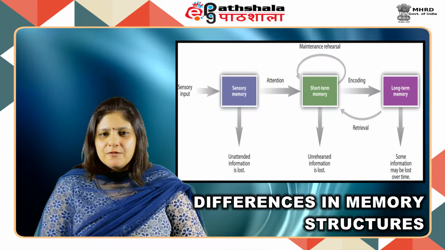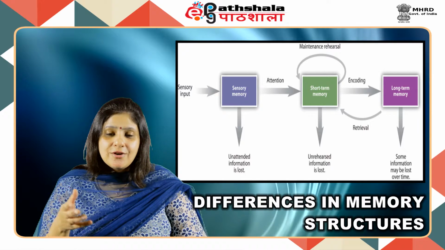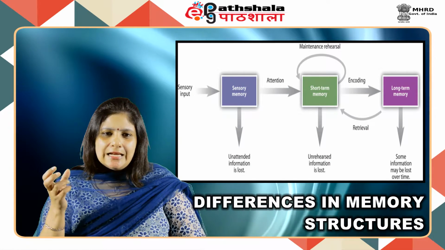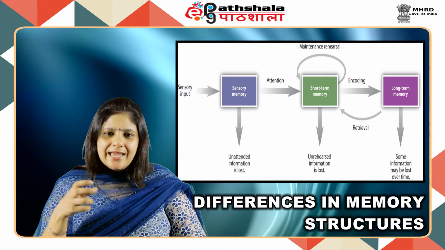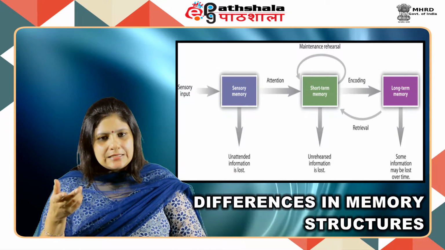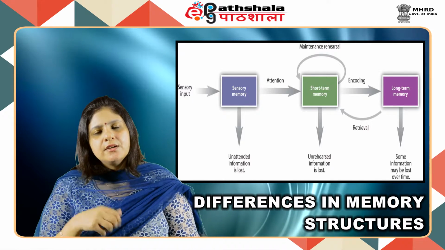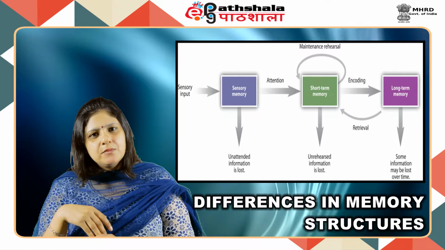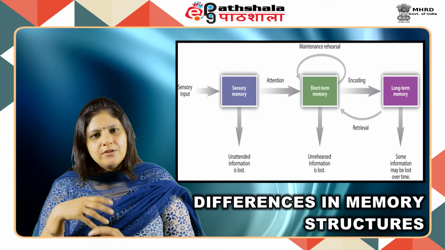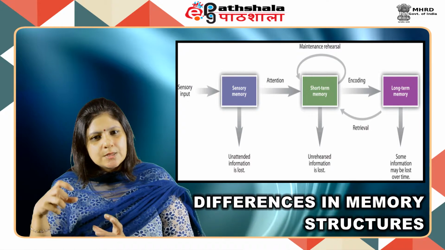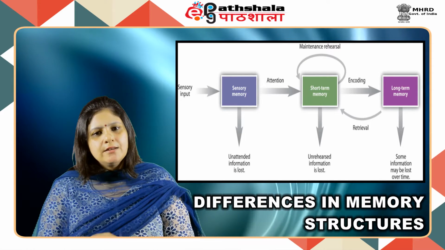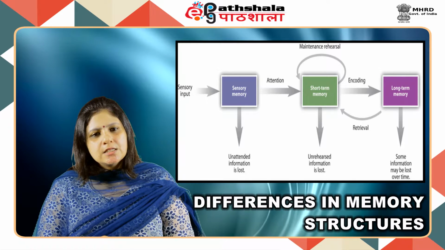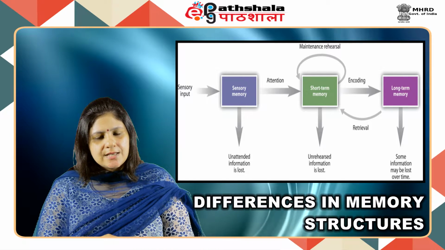Then forgetting, how we forget information. Causes of forgetting would be decay and interference, which we had discussed in sensory memory. Short-term memory would include interference with decay, and long-term memory would be through retrieval failure, when you are not able to put information into certain pockets, so you forget that information. This was about memory structures and their processes.